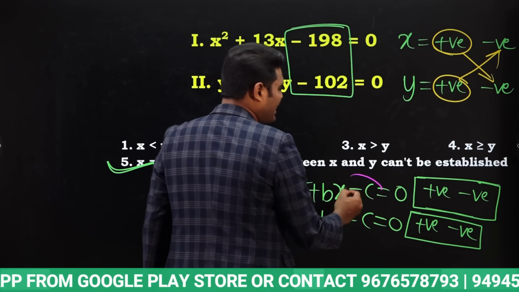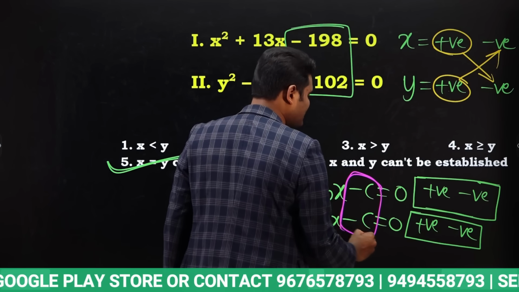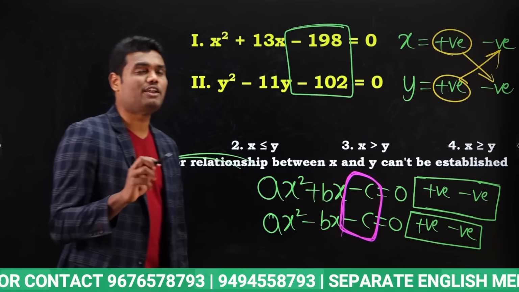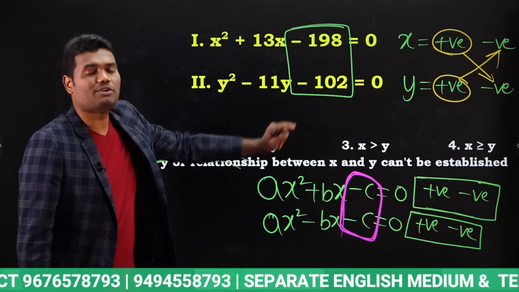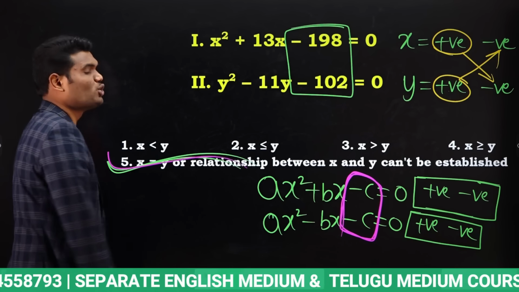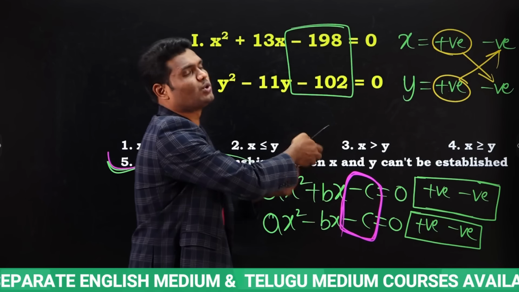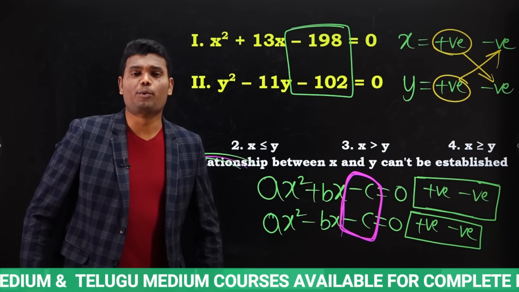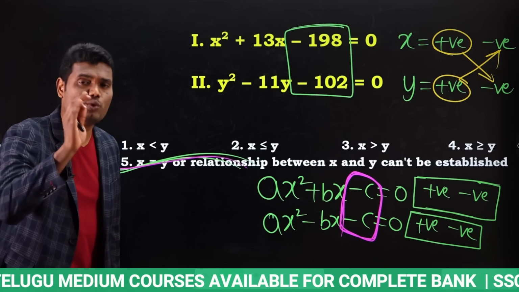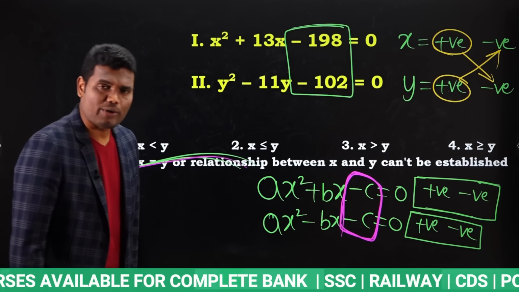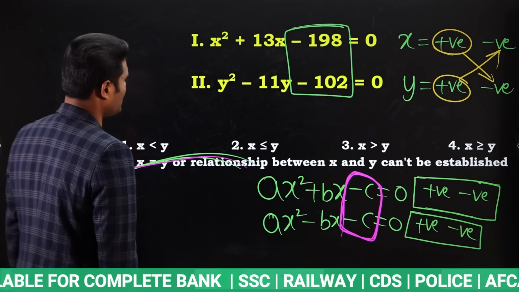So simply what you will do is, whenever you are trying to solve questions from quadratic equations, and you find c value negative in both the equations, without using pen and paper, directly you can mark the answer as no relation. If you want, you can also solve it. Even if you do, you will get the same answer.